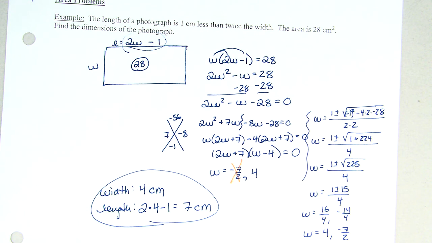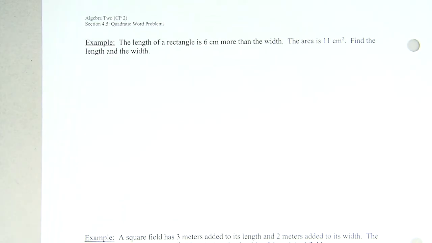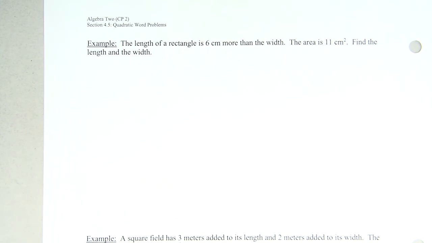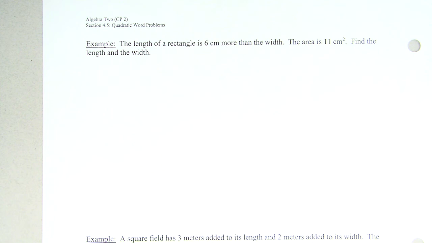Let's take a look at one more of these. Page 26. I would like to see if you can read the problem and create your quadratic equation. See if you can create the quadratic equation. I would draw a picture for this.